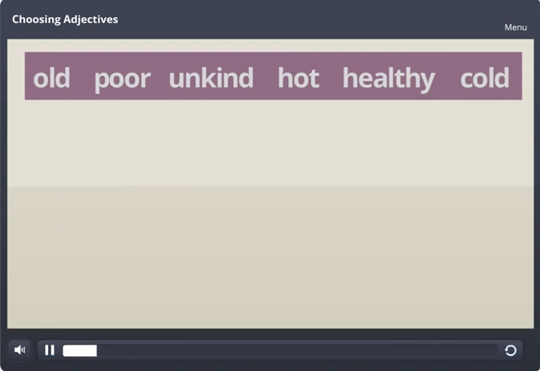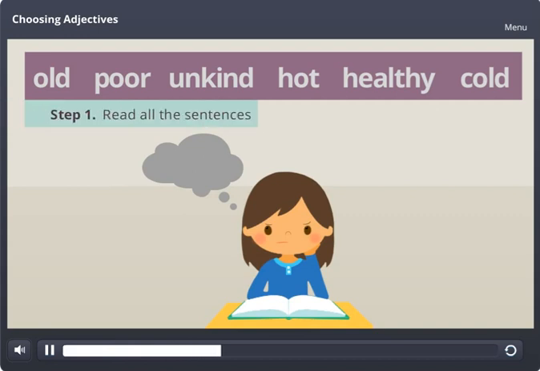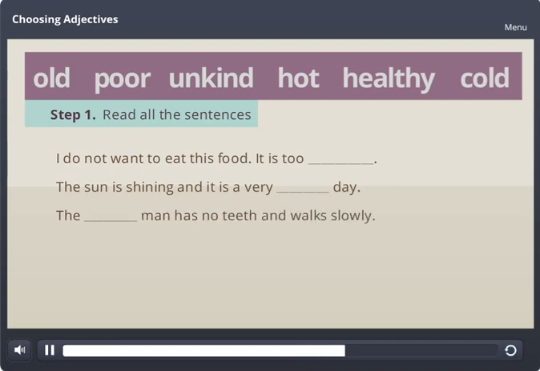Sometimes an adjective can be used correctly in different sentences, but it sounds better in one sentence than the other. For this, the dash man has no teeth and walks slowly. Each individual sentence, read the whole sentence carefully and try to understand it.